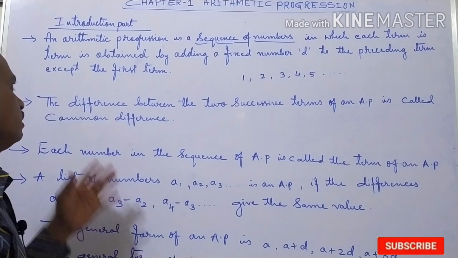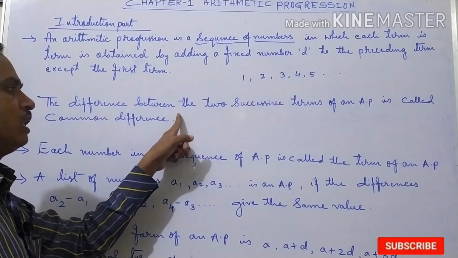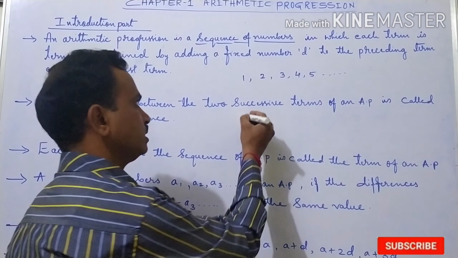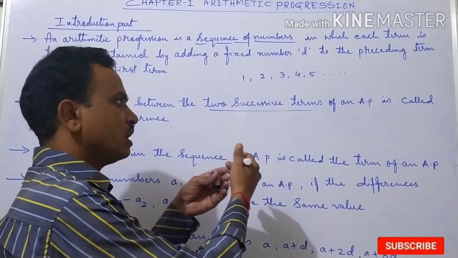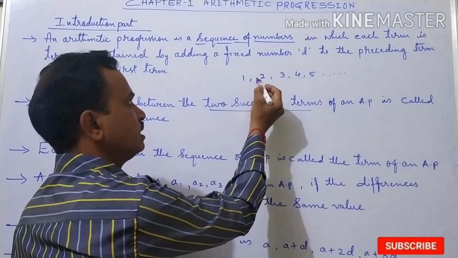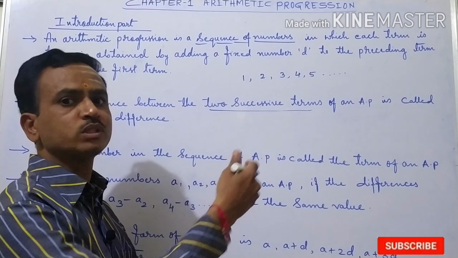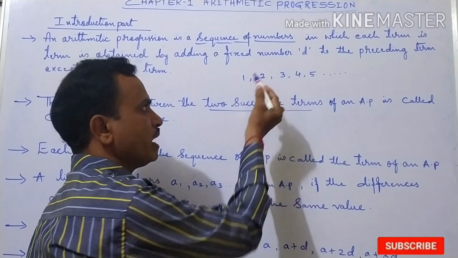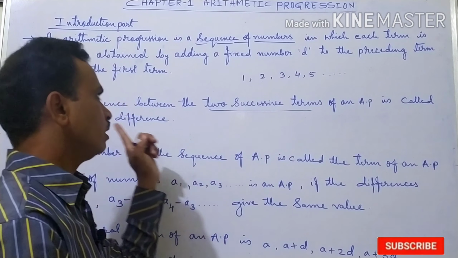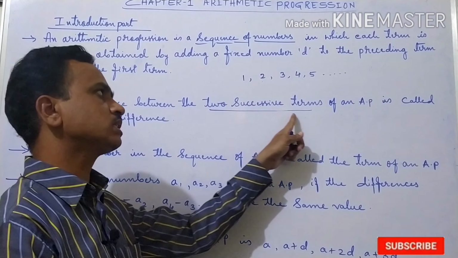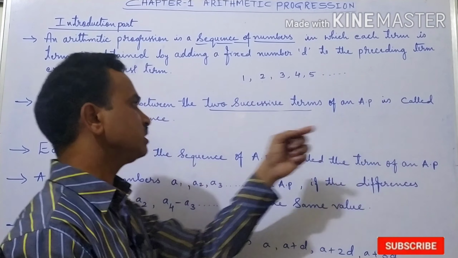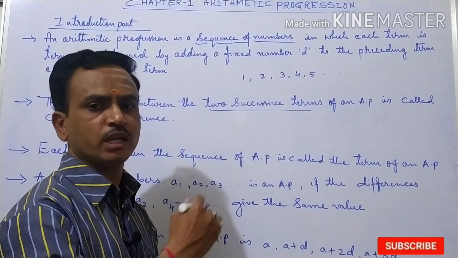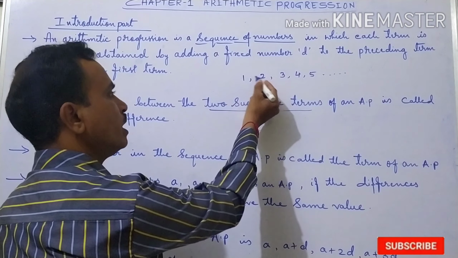Then now here, the difference between two successive terms. Two successive terms means continuous terms. For example, here 2 and 3 are two successive terms. The difference means you have to subtract, 3 minus 2 is 1. So the difference between two successive terms of an arithmetic progression is called the common difference.